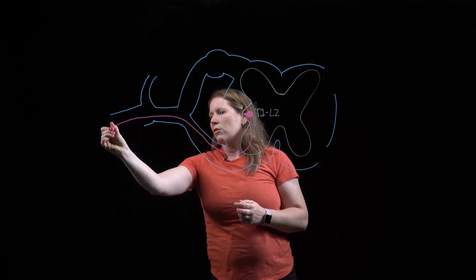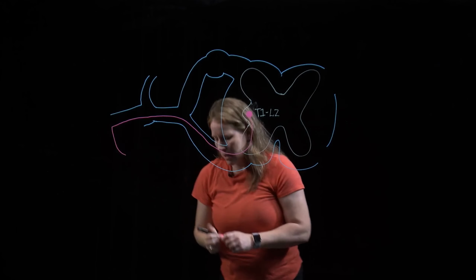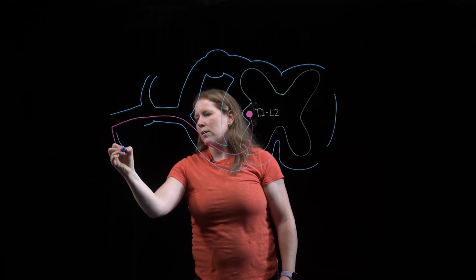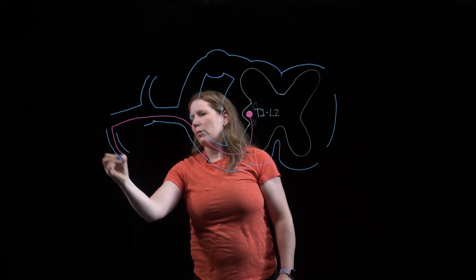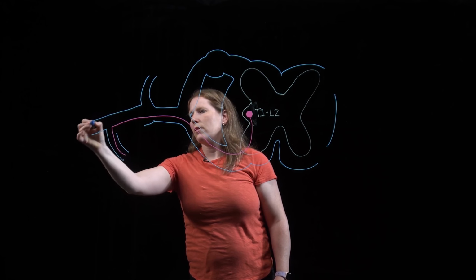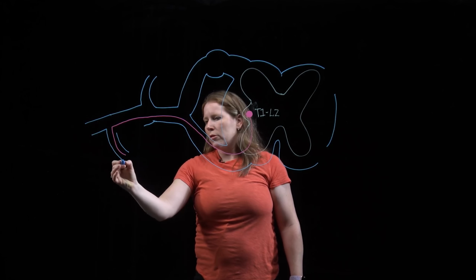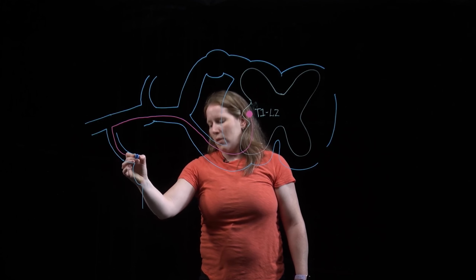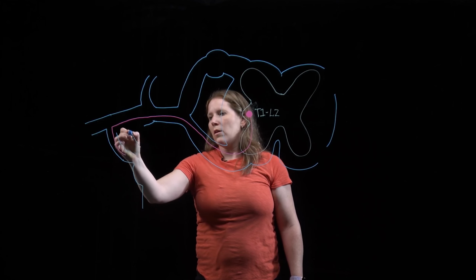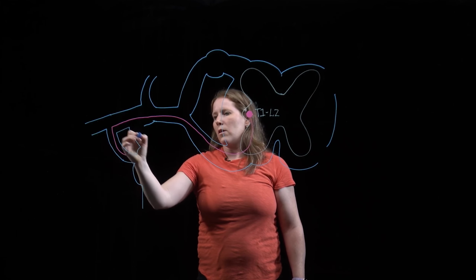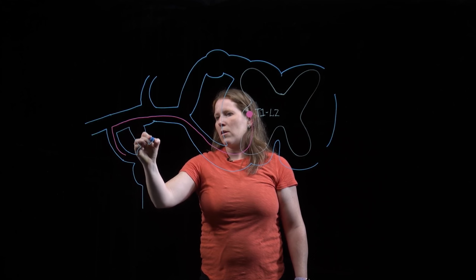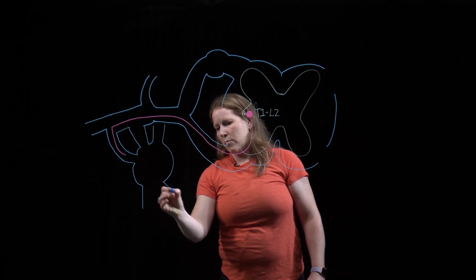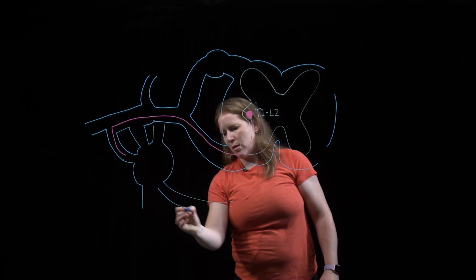Now from here, these axons are going to exit along a structure that we're going to call the white ramus communicans. So we're going to give it a little bit of structure here. That's going to continue on for regular motor neurons. Okay.